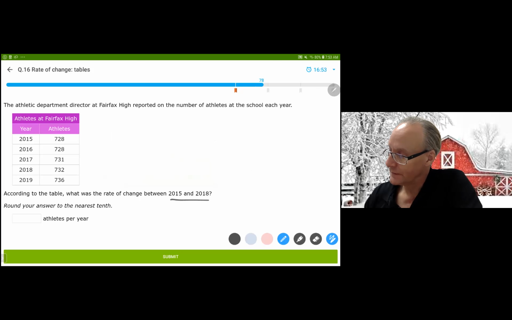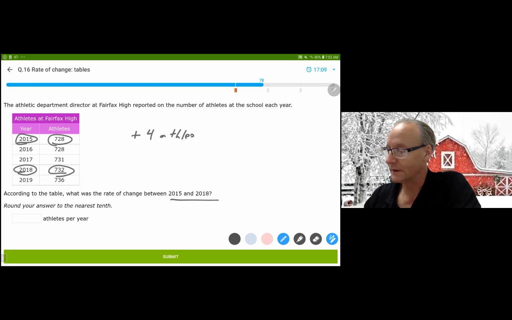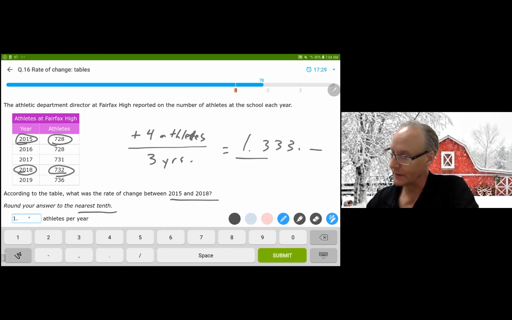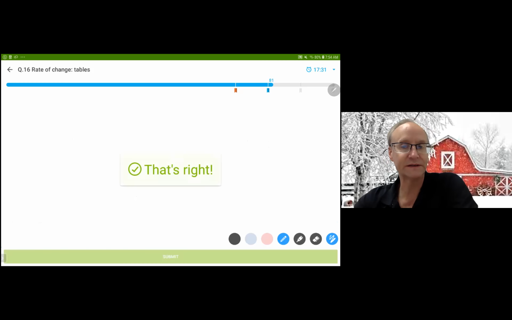Now let's see. 2015 to 2018 is 3 years. And we went from 728 athletes to 732. So it looks like we went up 4 athletes. That is a positive change, isn't it? God, I just can't write neatly today. 3 years, okay? What is the rate to the nearest tenth? So I hope you remember that one. That is 1.33333 and so on. So we're talking about 1.3 when we round it. And it was positive, wasn't it?